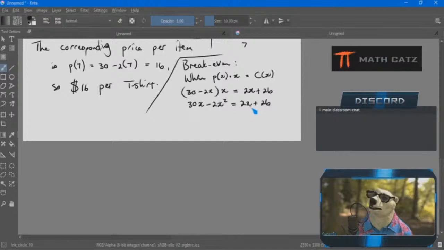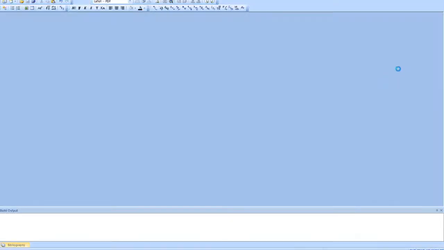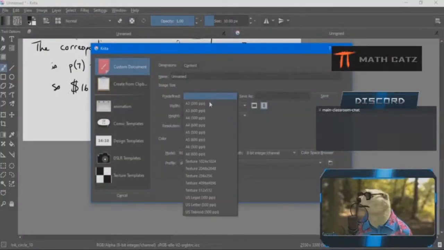So now I have a quadratic equation, which means group everything on one side. Which side do we want? It doesn't really matter. Negative 2x squared. I have a 30x here, minus 2x gives me a 28x. Take the 26 over as well to give me a minus 26, equal to 0. So I have a quadratic equation to solve, which means I use the quadratic formula, which I'm going to do on a new page just so that we can see it if we want to.